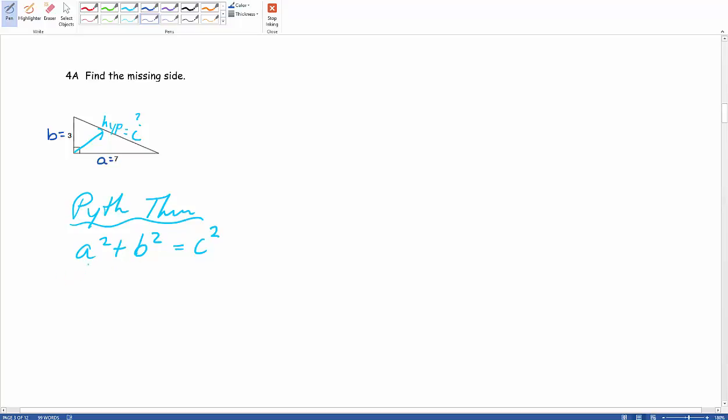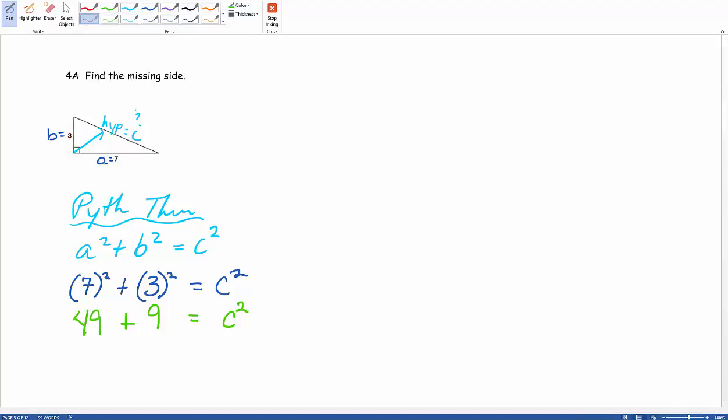Going ahead and throwing our a in, we end up with 7 squared plus our b, which is 3, and that 3 is being squared, equals our c, which we don't know yet, and that is being squared. Our 7 squared gives us 49, plus our 3 squared gives us 9, equals our c squared, which we still don't know. Our 49 plus our 9 gives us a total of 58, which is equal to c squared.